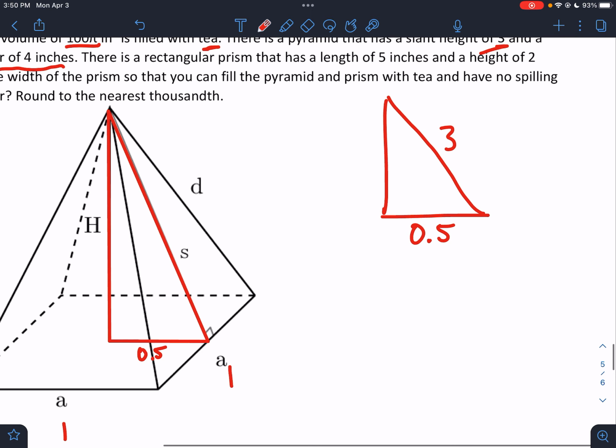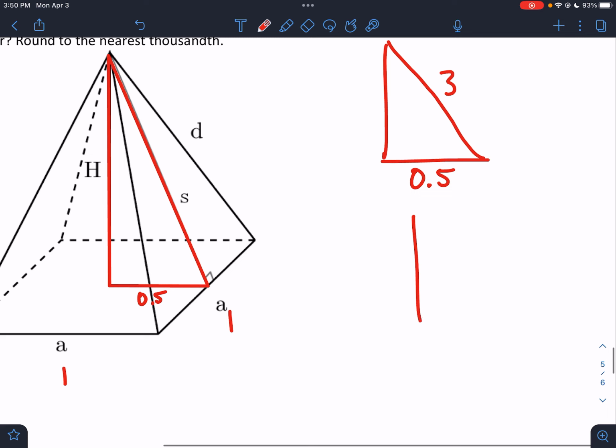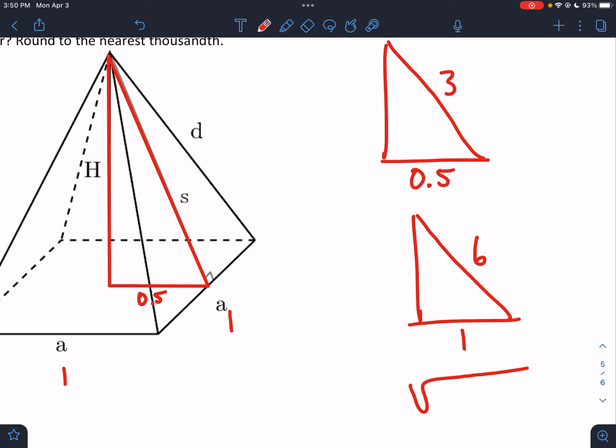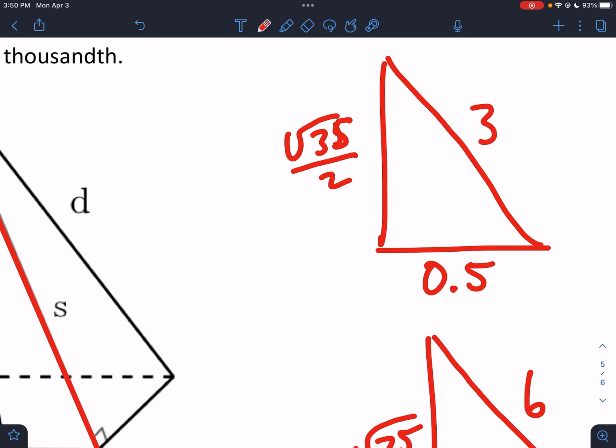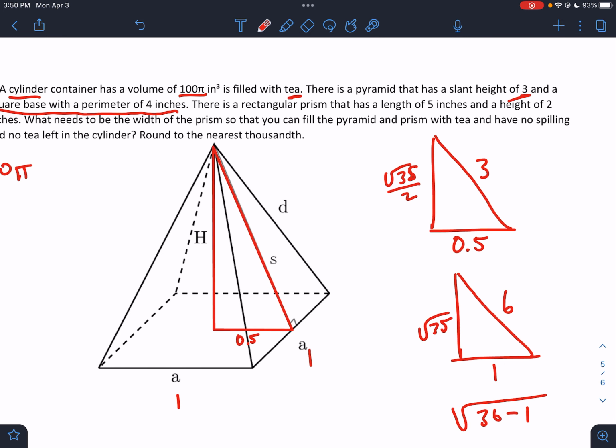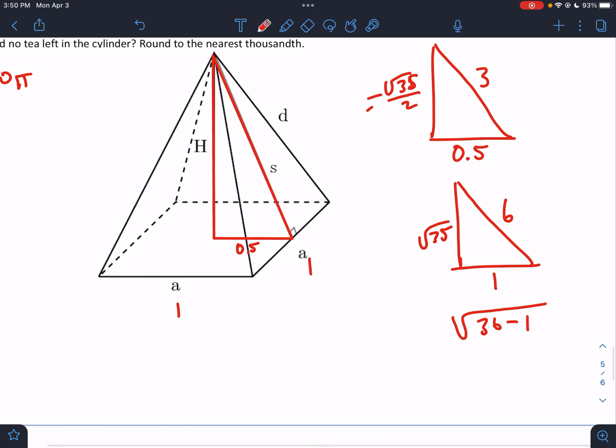Now, if I had a calculator, obviously I could type it in, but how would I do this without a calculator? Well, I would actually multiply by 2. And then you would subtract 36 minus 1. This would be the square root of 35. But then I would put that over 2, right? If I multiplied by 2 to get there, I divide by 2 to go back home. So that is the height.